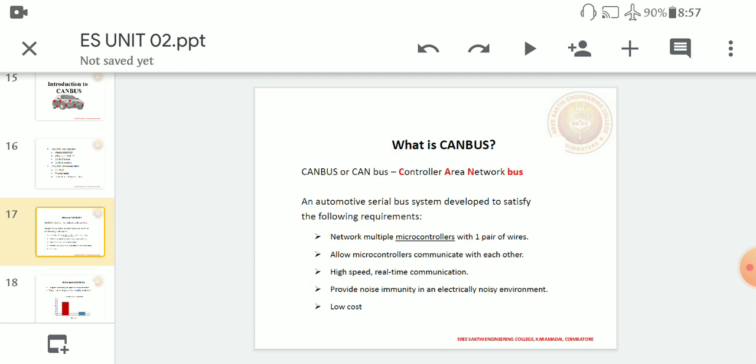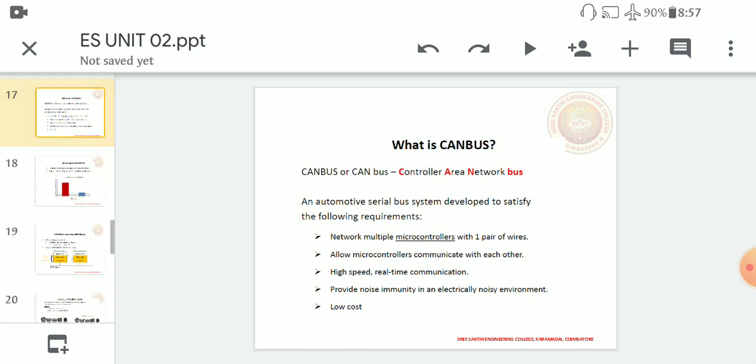So what is a CAN bus? As already said, it is a controller area network which is most probably used in automotive systems. Here we can connect multiple controllers with one pair of wires. I'll show you this in the upcoming diagrams. It is used for high-speed communications.